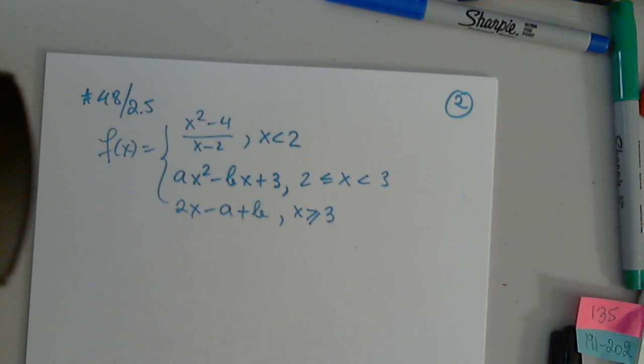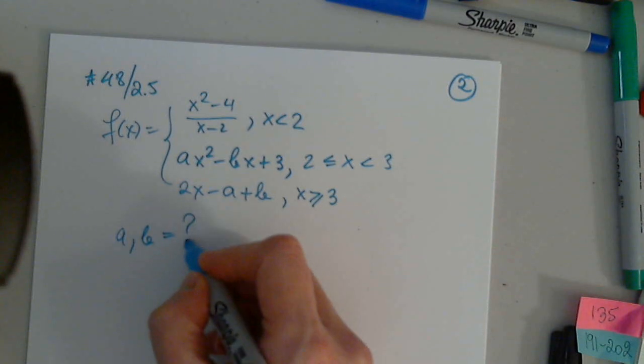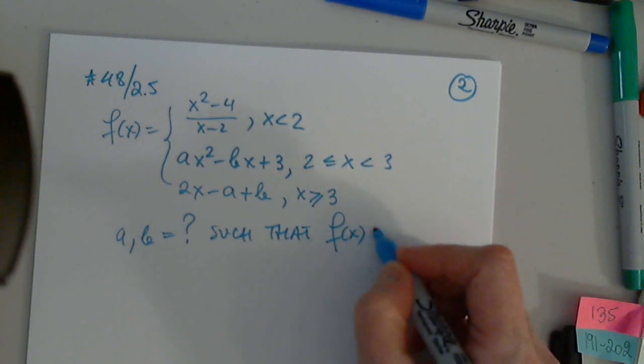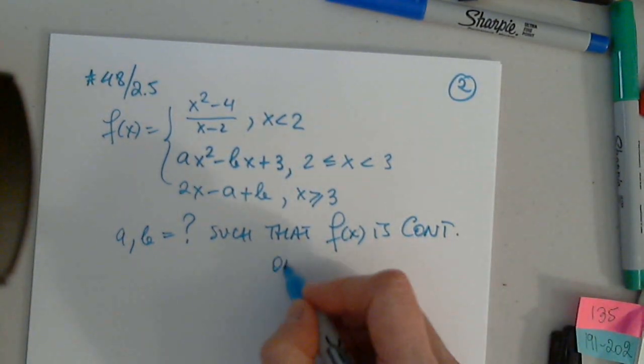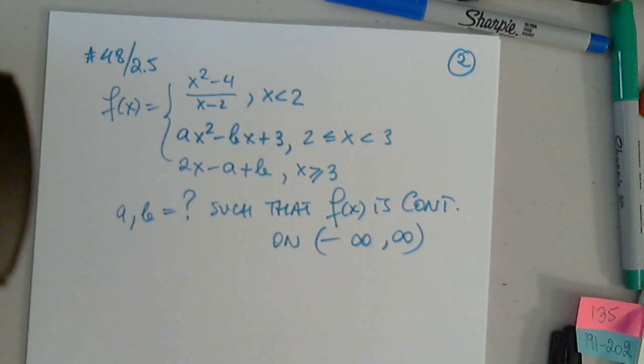So the question was asking us, find the values of a and b in such a way that this function is continuous on all real numbers. So find a and b, such that f of x is continuous on negative infinity to infinity. That's what we mean when we say continuous everywhere. Again, there are certain steps that we have to put in writing.